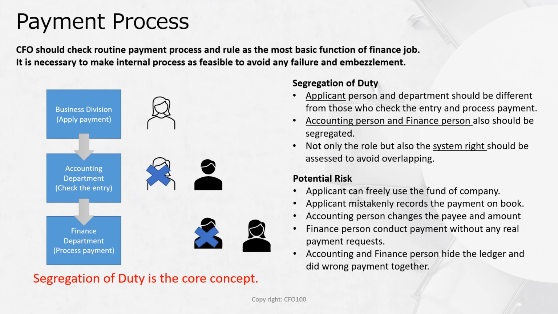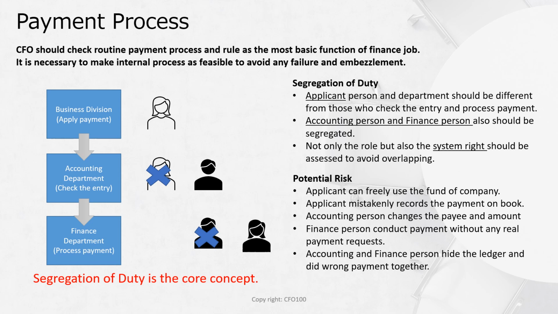As another example, if the accounting person and the finance person are the same, they can change the content of the payment request. They can collaborate to hide the embezzlement and the misconduct of the payment. That is why all 3 steps and the persons should be segregated as a basic concept.